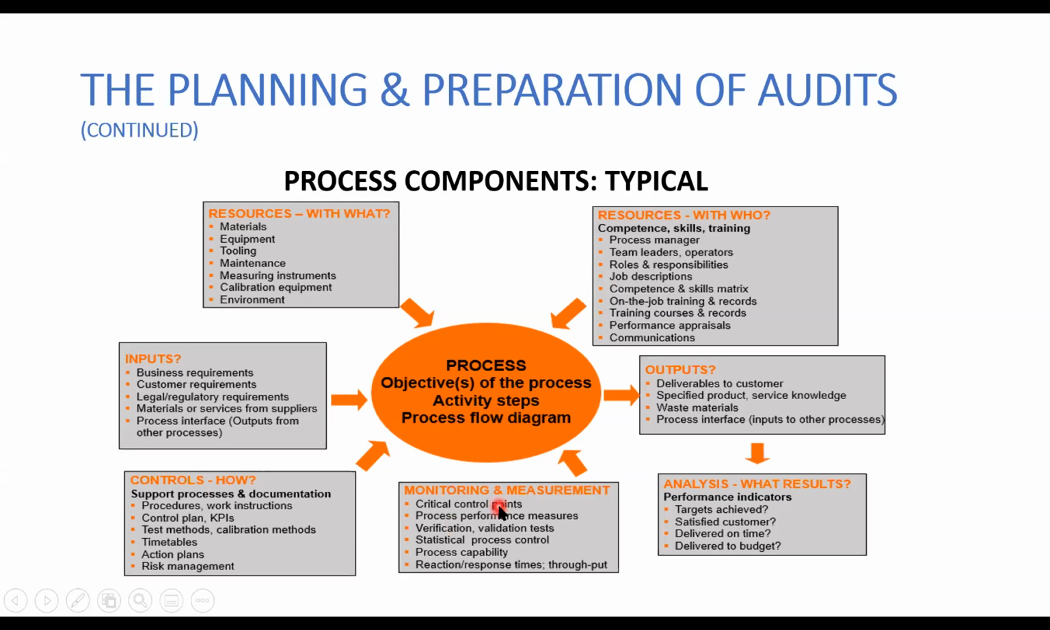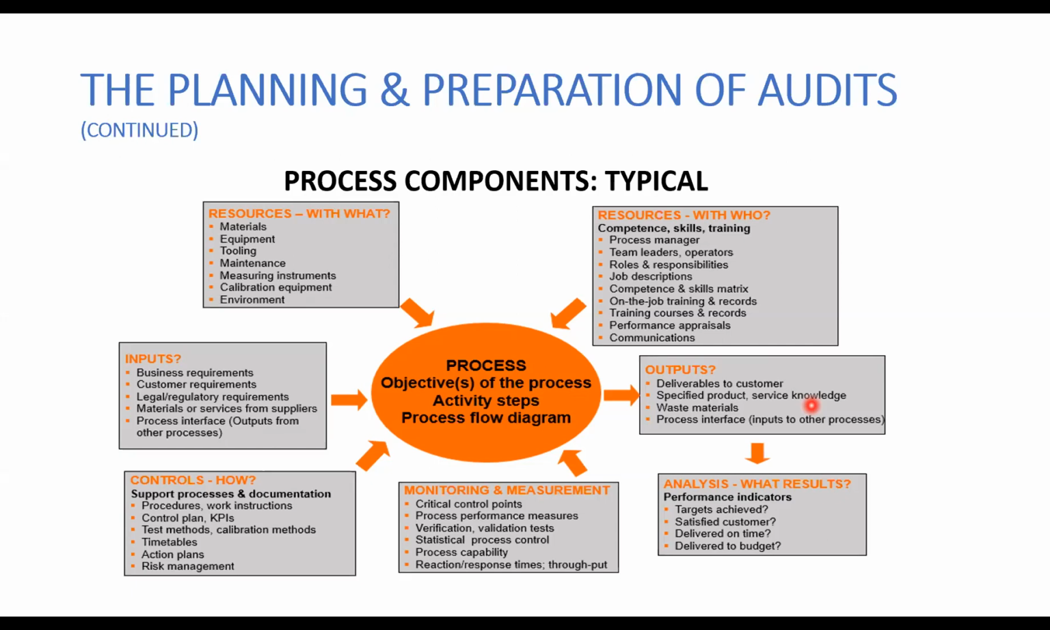For example, the requirement of clause number 9, the requirement of clause number 10, if the targets have been achieved, if the customer is satisfied, if the delivery is on time. And then the output, how the delivery to the customer is being made, what is the service knowledge, what is the waste material, or the process interface or the process interaction.